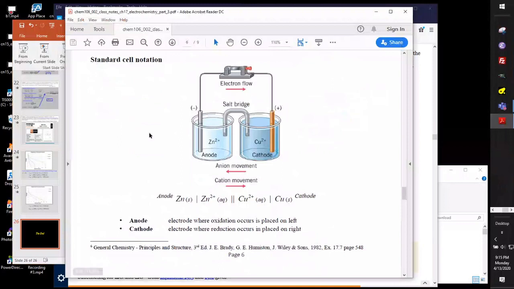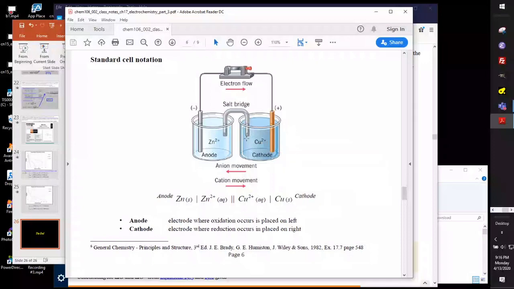You'll need to know the standard notation for cells. Like in a lab battery, we would have the anode and cathode in separate beakers. And a salt bridge would connect them. And the salt bridge just allows ions to travel from one to the other.